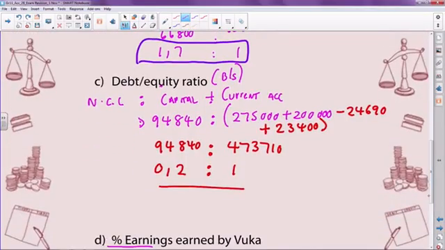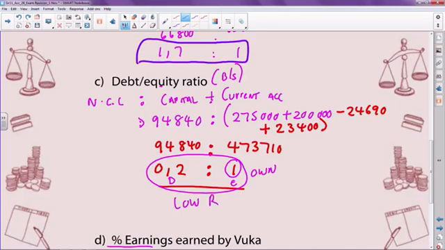Right, there we go. The debt equity ratio is sitting at 0,2 is to 1. Now, what does this mean? Remember, 0,2 represents your debt and your equity. Okay, there's my equity. So for every 1 rand of own capital, equity is obviously own capital, the business relies on 20 cents of borrowed capital. So immediately, by looking at this ratio, we can clearly see that the business is low geared. They don't rely that much on borrowed capital.